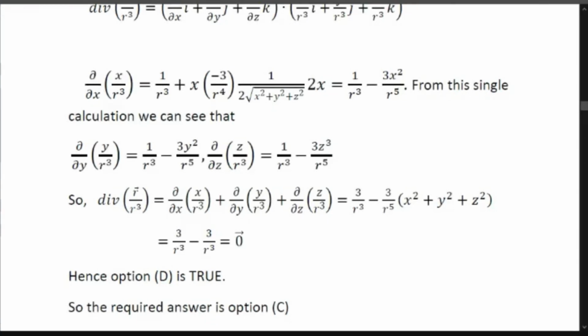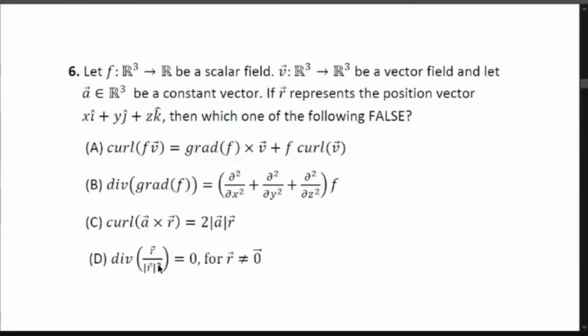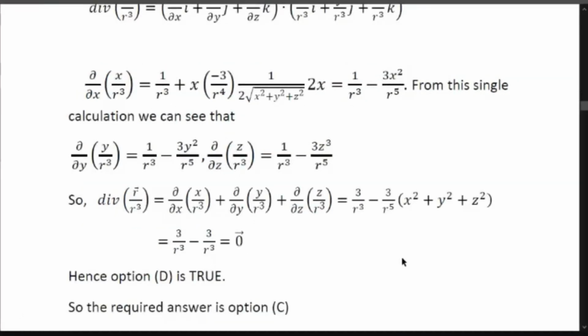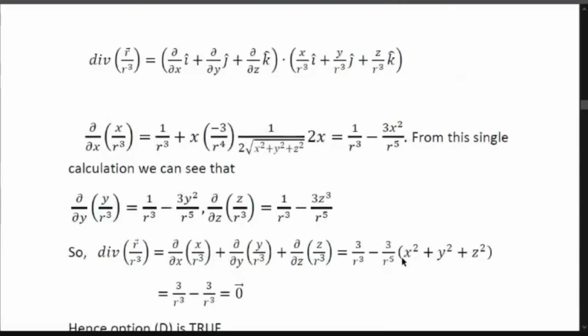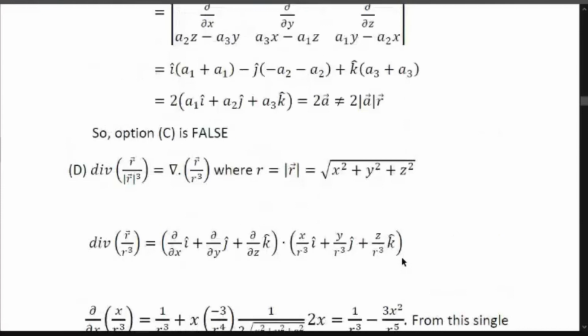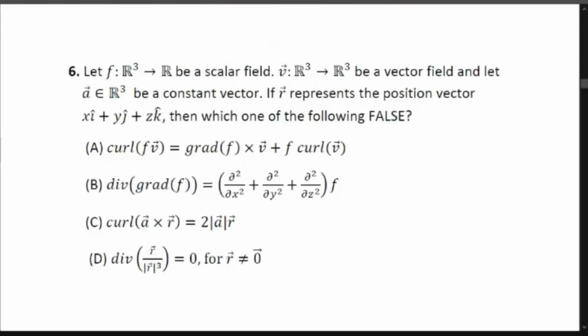See here, option D is r by r cube, and the divergence of r by r cube is equal to 0. So the correct option is C. C is the only option which contains the false statement. I hope that has solved your problem, right? So let us move on to the next question.